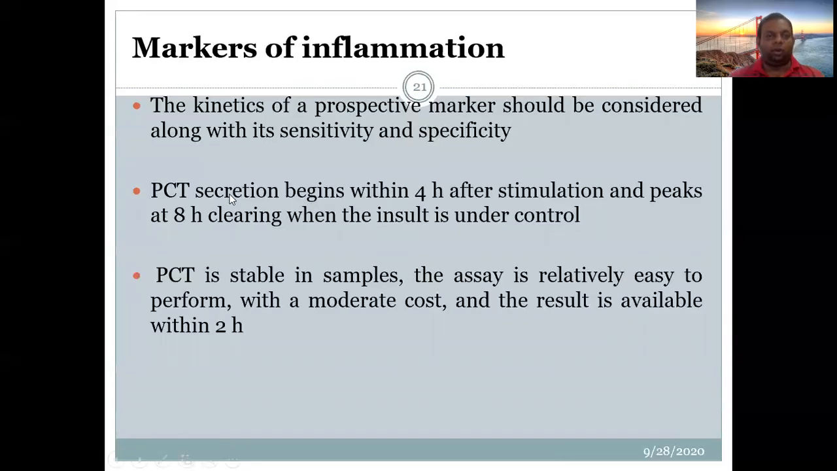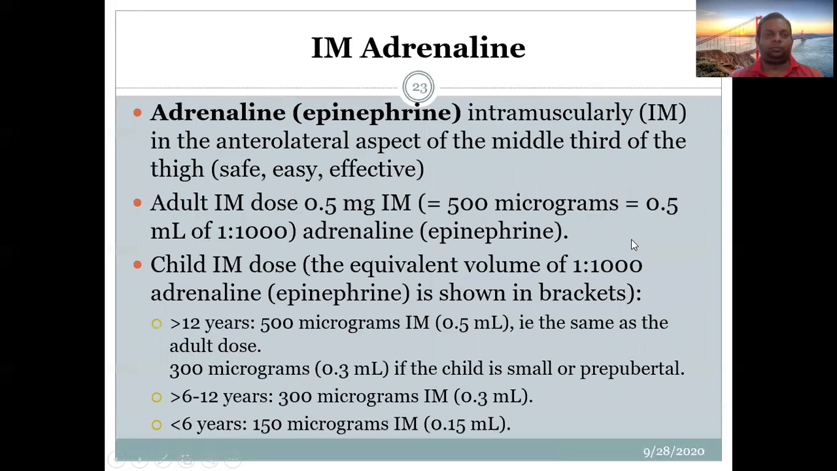But with procalcitonin, it starts within 4 hours of stimulation and peaks at 8 hours, clearing when the insult is under control. So we can do it daily. That's one important thing. PCT is available in samples. The assay is relatively easy to perform nowadays, but the cost is moderate. Results are available within 2 hours. So it's very important.